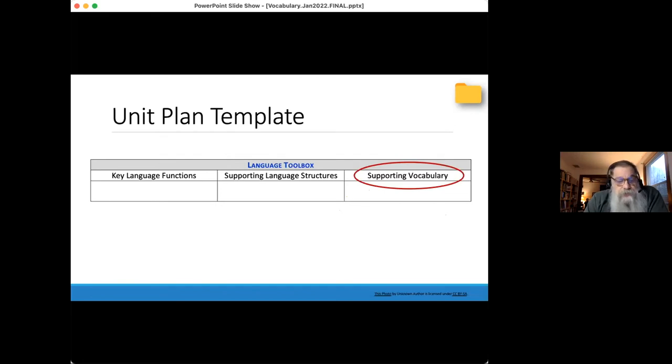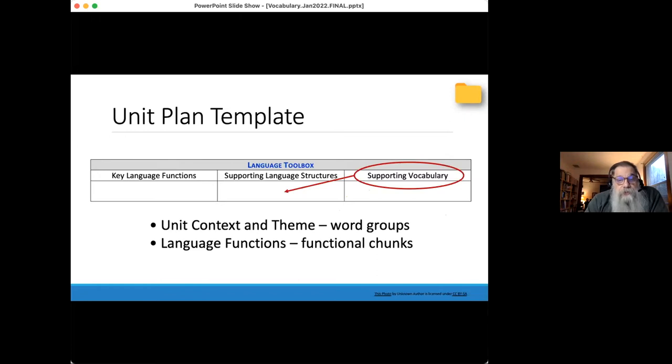Usually you'll list these as groups, but you can also see that sometimes you'll also include those meaningful chunks as part of your supporting language structures. Your supporting vocabulary groups will bring out the context of the theme, and your structures will help you, your students, enact the language functions that you've identified in your can-do statements. So the unit context and theme are word groups, the language functions are functional chunks.